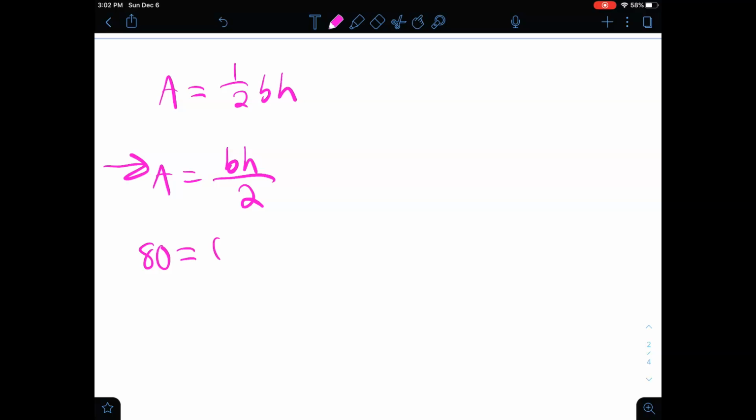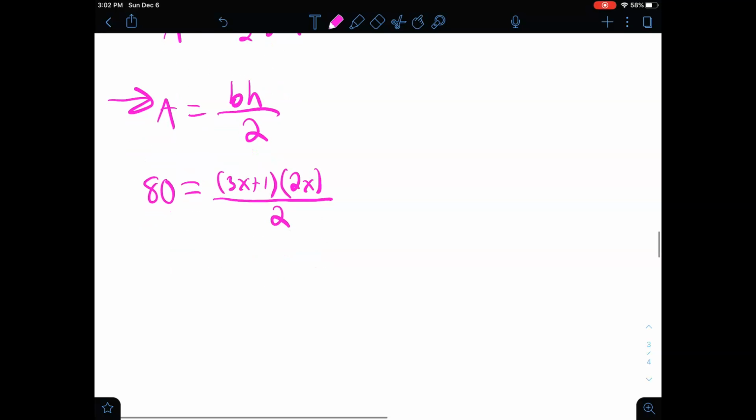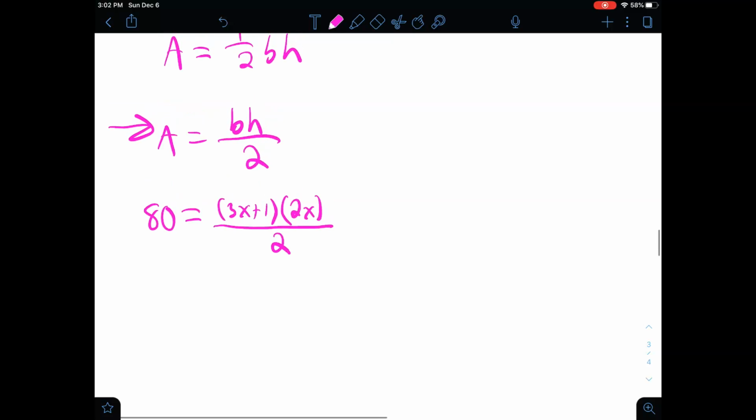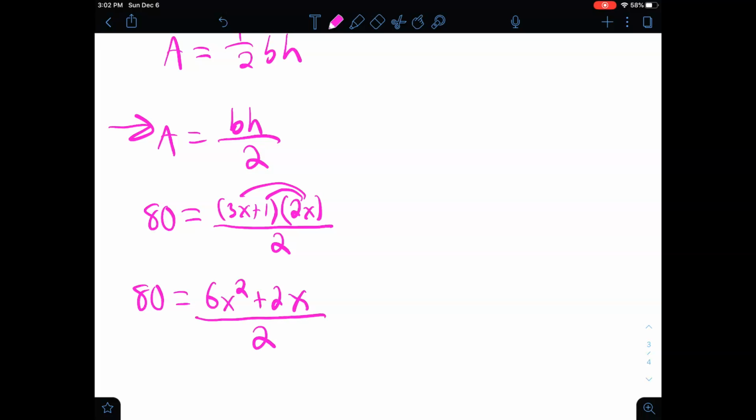The base was 3x plus 1 based on the diagram up there, and the height was 2x, all over 2. Okay? So now I need to distribute this 2x to both of these because we're multiplying. So we're going to get 80 equals, that's going to be 2x times 3x is 6x squared, 1 times 2x is positive 2x, divided by 2.